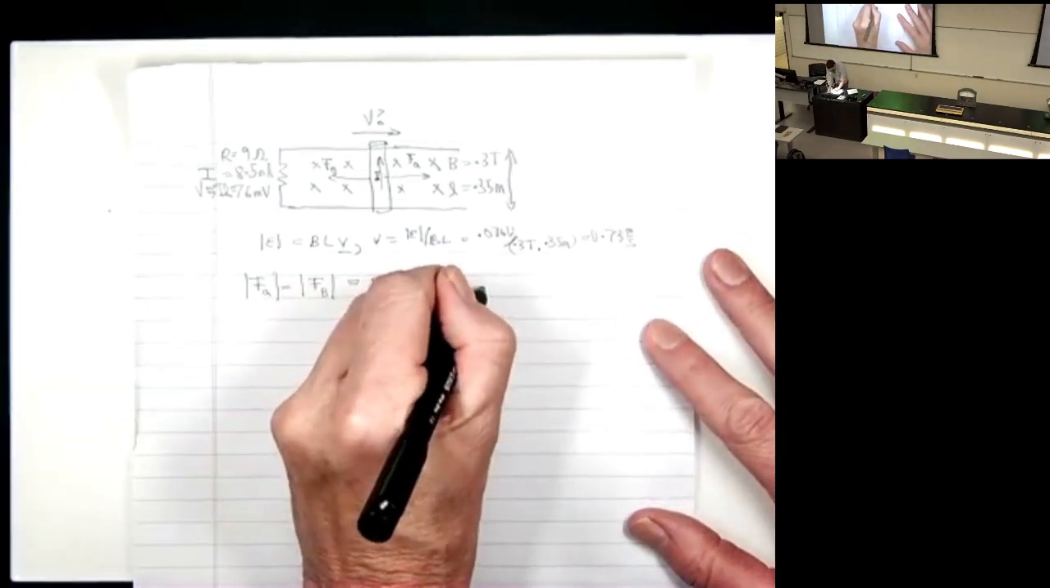Notice I put vertical lines around FA, FB. I've already told you the direction. I'm just worrying about the size now. We know the directions, to the left, to the right. We know they're opposing each other. We know they're balanced. We just need the size. How big are these forces?